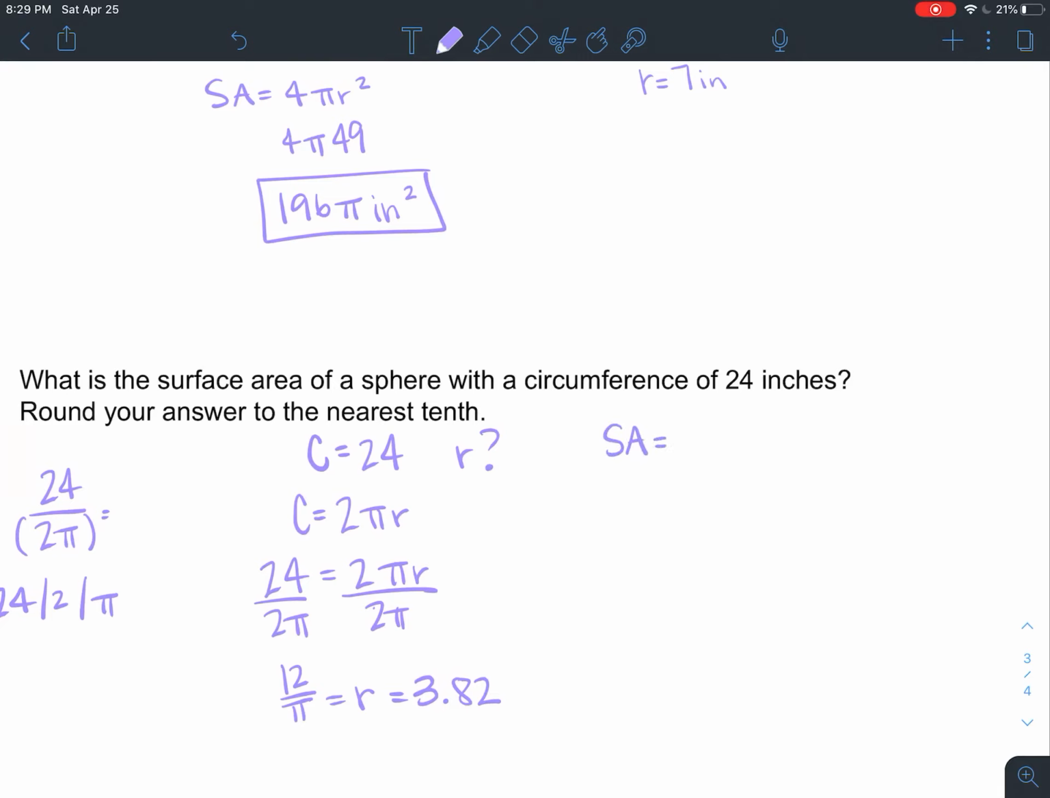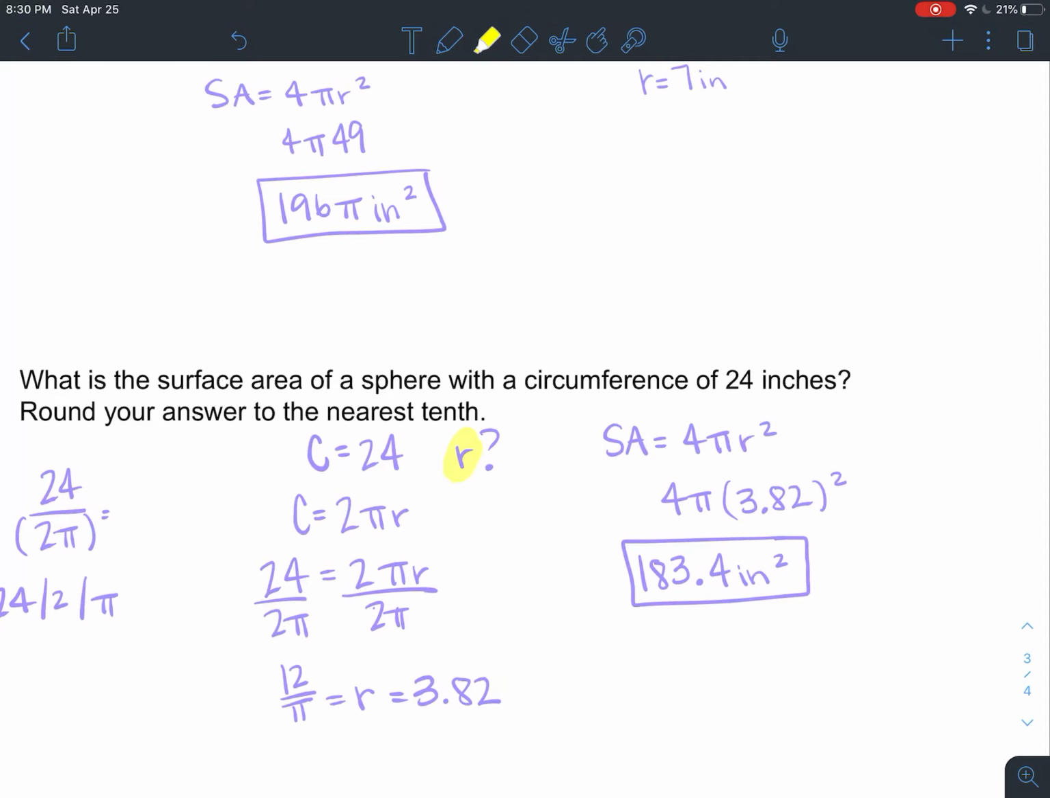So if our surface area is 4 pi r squared, I'm going to have 4 times pi times that 3.82 squared. Let's see, 3.82 squared times 4. And then that gives me 58.3696. And then go ahead and multiply that times pi again. And I end up with 183.4 inches squared.